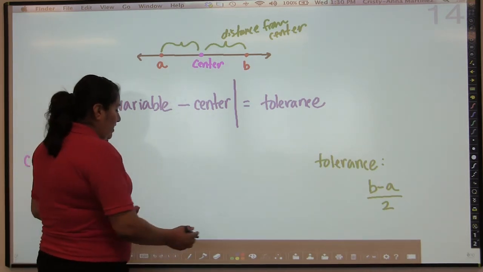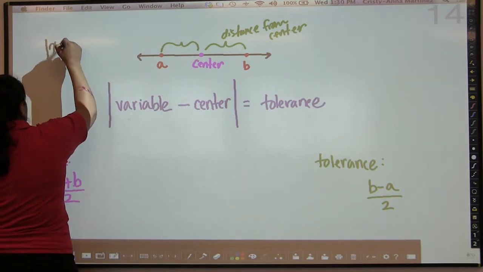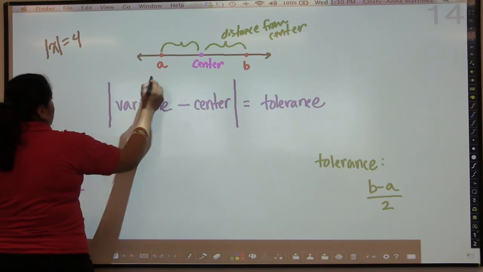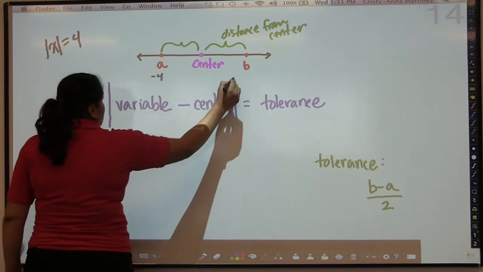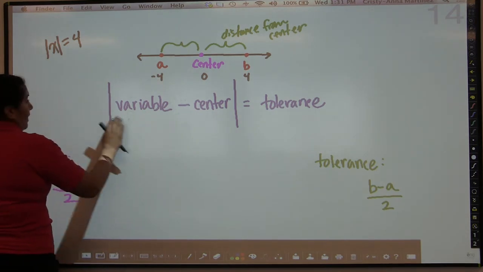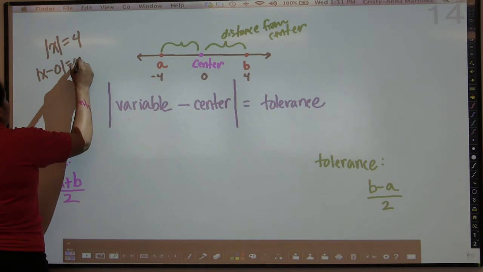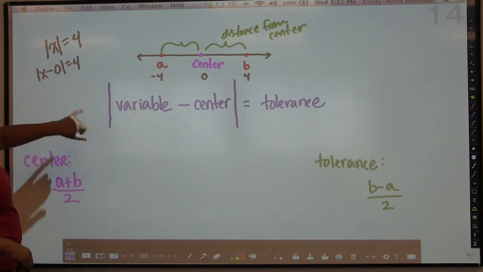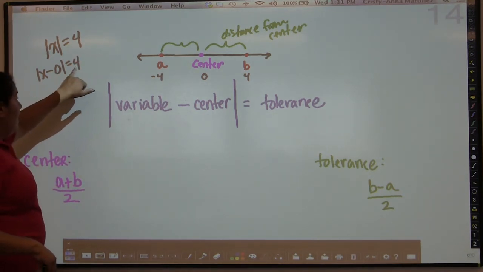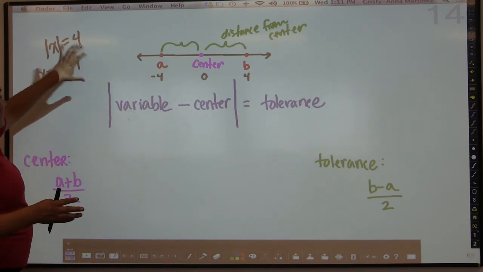For example, if you look at something simple, like earlier we had absolute value of x equals 4, then you could put here for A and B, -4 and +4, and the center would be 0. And it doesn't quite look like this, but if you write x minus 0 equals 4, then x is the variable, 0 is the center, and 4 is the tolerance or the distance from the center. That's kind of how that works.